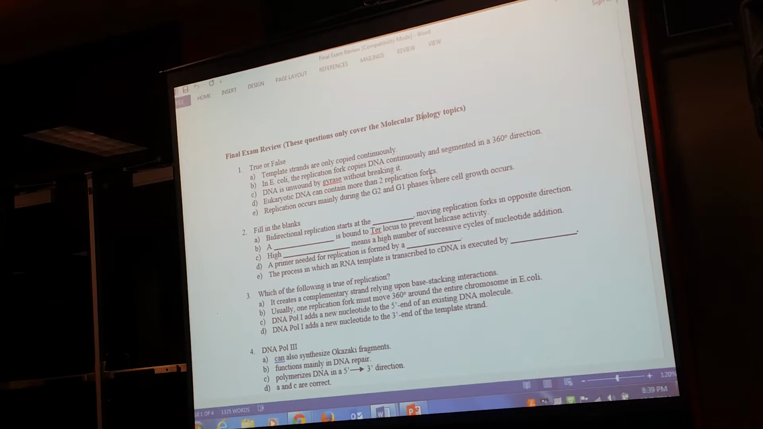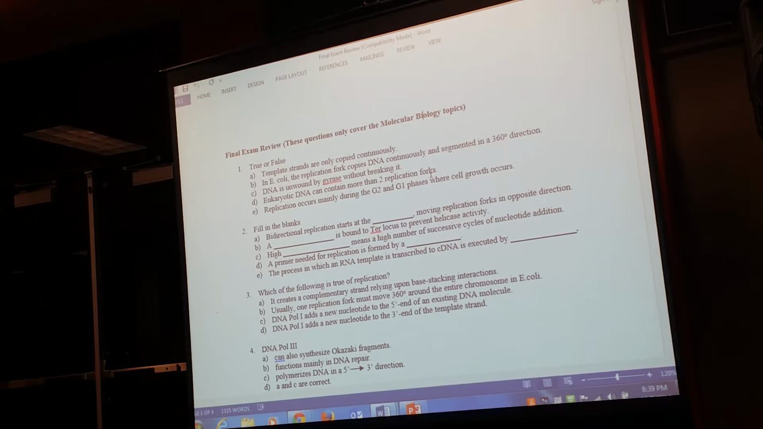Which of the following is true of replication? It creates a complementary strand relying upon base stacking interactions. If I were to phrase it a little bit better, it would be base-to-base interactions. Is that correct? You're generating a complementary strand. How do you know what nucleotides to bond to A? You know due to hydrogen bonding, due to base-to-base interaction. So A is correct.